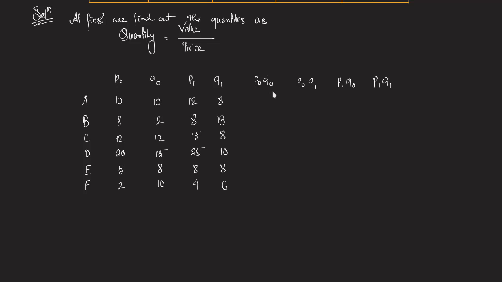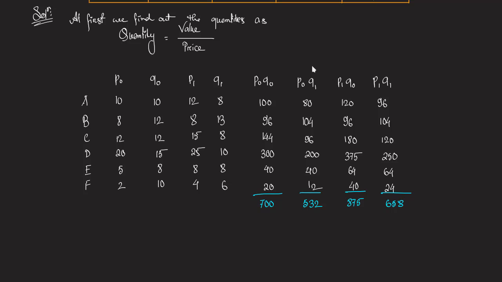Now we will calculate P0 Q0. So 10 into 10 is 100, 96, 144. So after calculation we got these values. So the P0 Q0 total we get is 700. So this is summation P0 Q0.